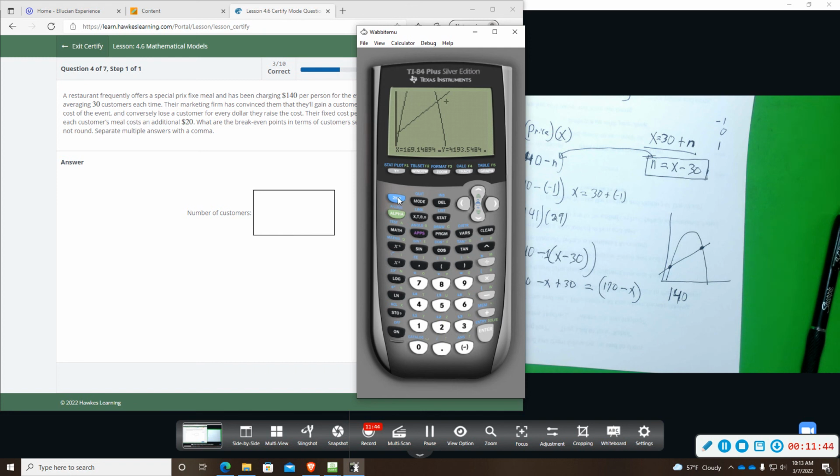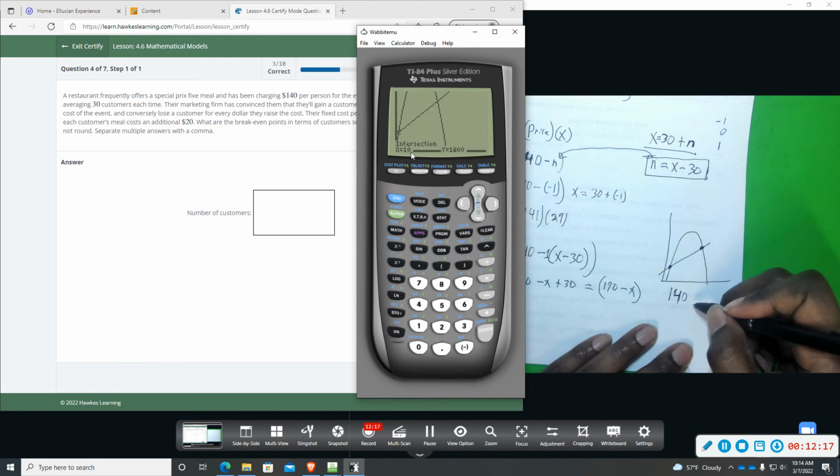So I'm going to do second, trace again to get calculate, and then option number 5. And then it asks me first curve. I'm going to hit enter. Second curve, enter. It says guess. I'm going to arrow to the left. Keep arrowing until that cursor is close to the second intersection. Otherwise, it'll just keep picking up that one. So you just want that cursor to be close to that one. Hit enter again, and then this one breaks even at 10.